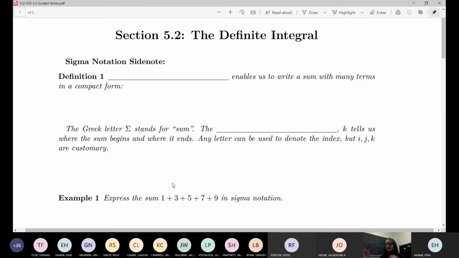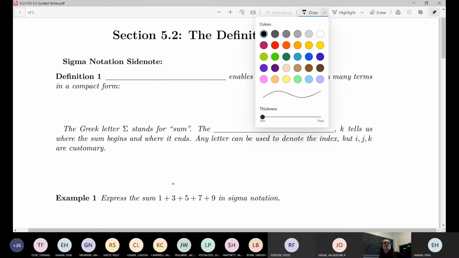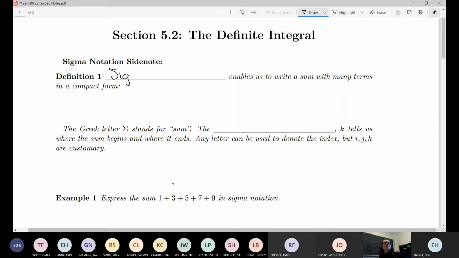So we kind of need to take a side note first. So 5.2 is about this thing called the definite integral, but we've got to take a side note because we have to get some notation to be able to define the definite integral. So we have to talk about this thing called sigma notation first. So sigma notation enables us to write a sum that has many terms in a compact form.